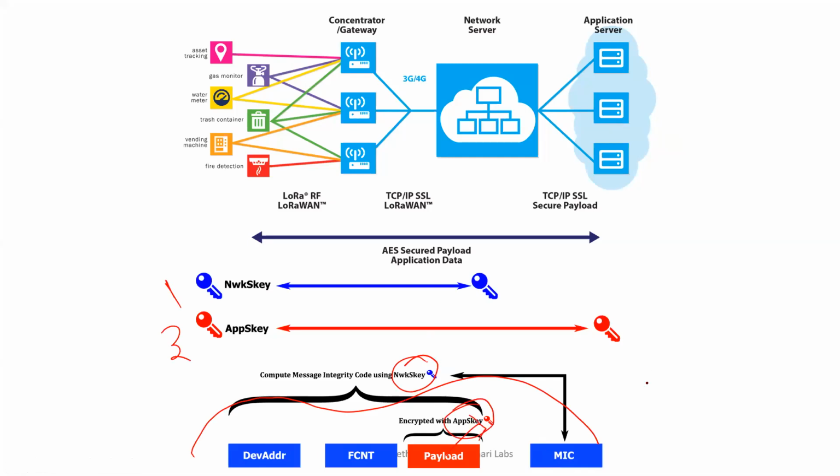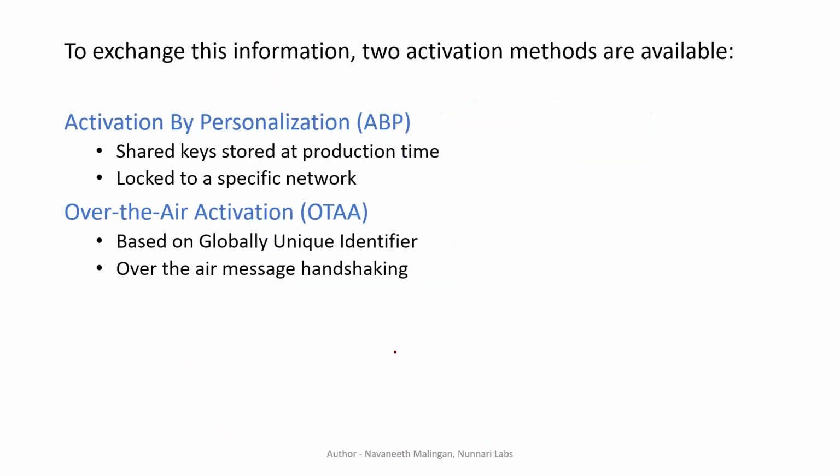So first you take the data, you encrypt it with the app session key, and you feed the encrypted data into the payload packet, the payload location. Then you encrypt the entire frame with the network session key. So this is two-way encryption, so very secure, right? Fine. And next we have ABP and OTA. We will come to that ABP and OTA in detail.